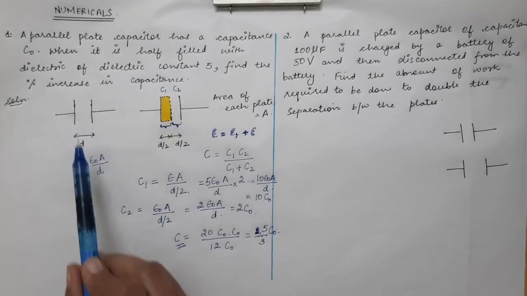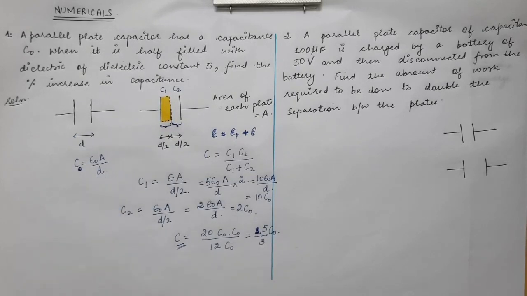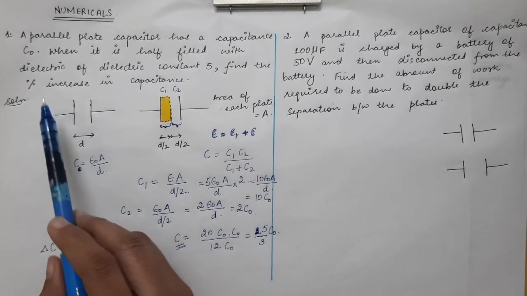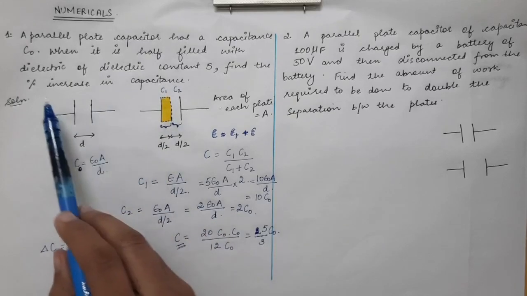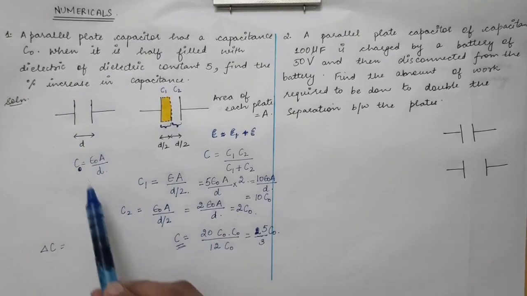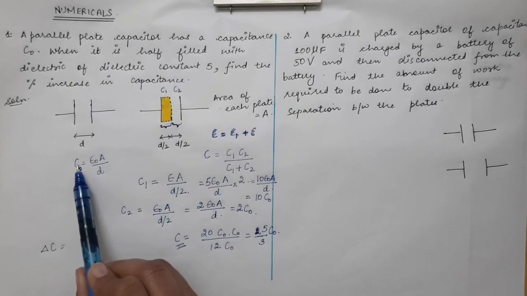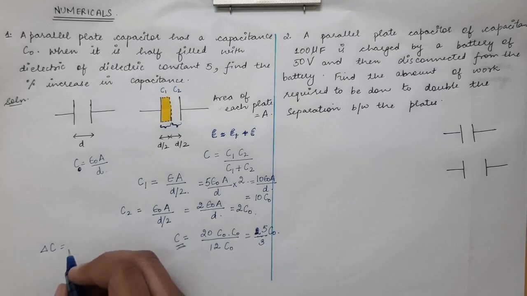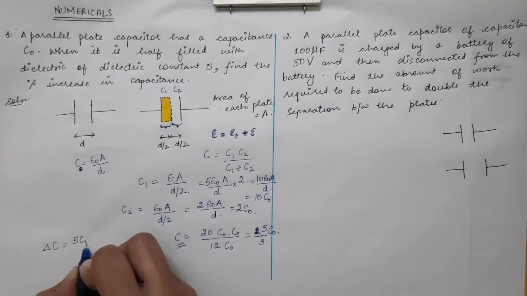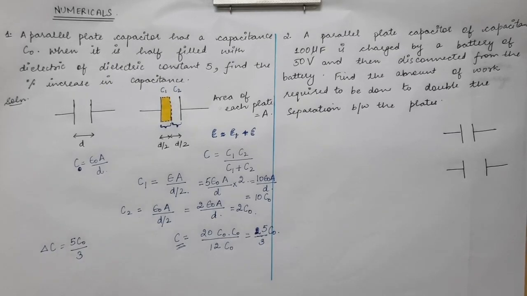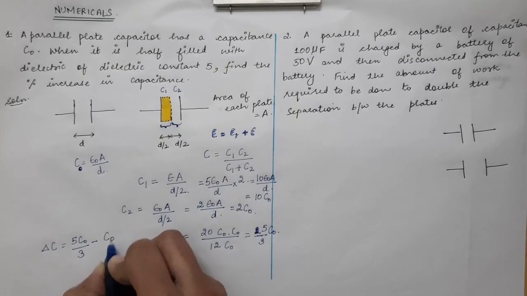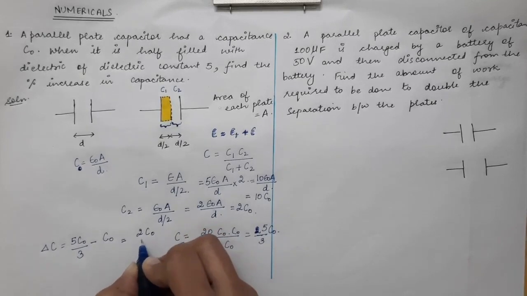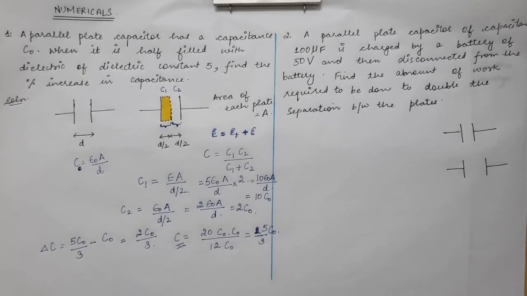Now the capacitance of the first capacitor was epsilon naught into A by small d. What we want to find is the percentage increase in capacitance. To find the percentage increase, we must find the change in capacitance. Earlier the capacitance was C0 and now the capacitance is 5 C0 divided by 3. So what is the change? It is 5 C0 divided by 3 minus the initial capacitance which was C0. So it will be equal to 2 C0 divided by 3. So this is the change in the capacitance.